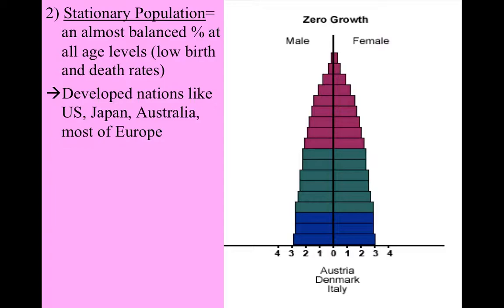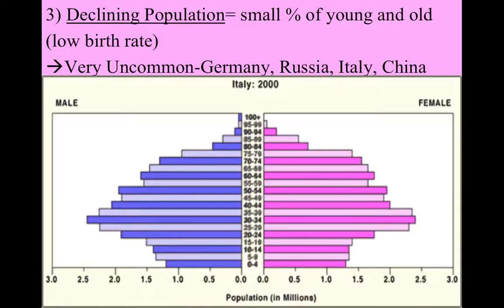And then we have one that wasn't on the first slide, which takes on what I kind of call a diamond shape. This is actually very rare, and it represents what's called a declining population. Here we have a very small percent of young and old, so they have a very low birth rate. This is very uncommon. This was Italy in 2000. Russia, at least since I've been teaching, tends to fall into this category.